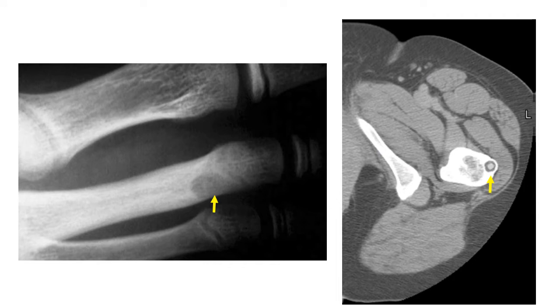The radiograph on the left is showing a discrete round radiolucency surrounded by a thin rim of sclerosis in the proximal phalanx, and it is marked by this golden arrow, while on the right side this CT scan image is showing the osteoid osteoma which is present in the proximal femur.